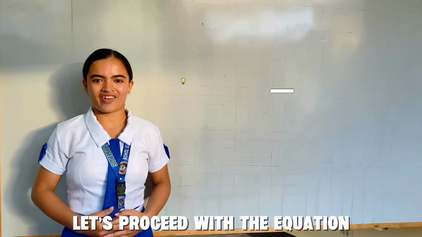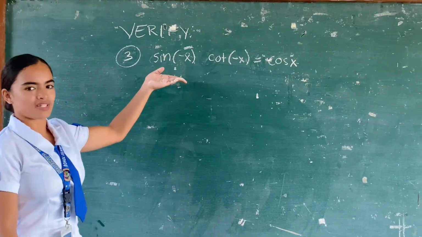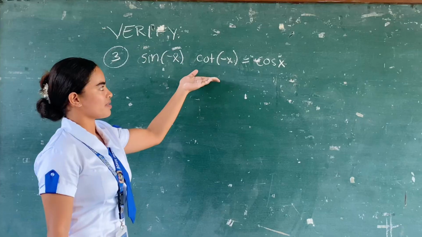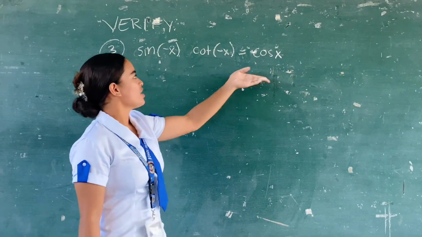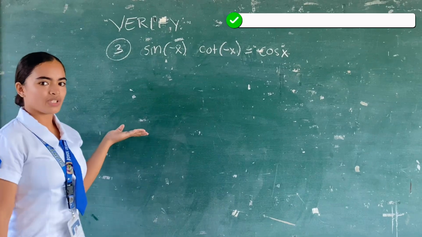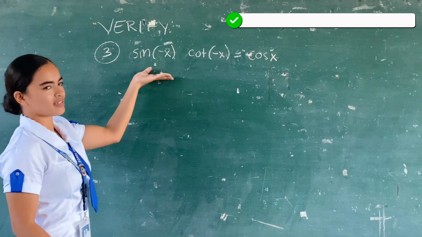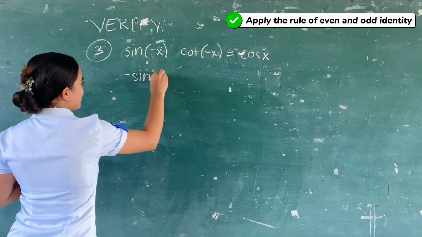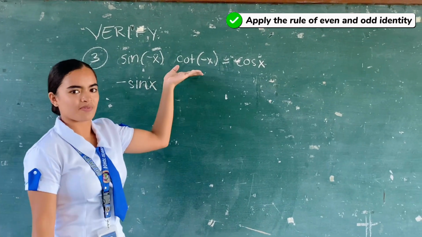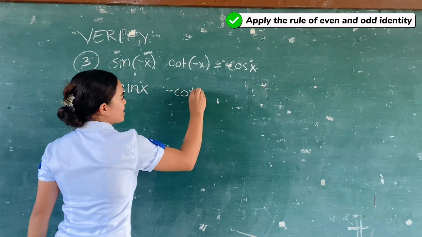Let's proceed with equation number 3, which is sine of negative x times cotangent of negative x is equal to cosine x. So we have to apply the rule of even and odd identities, which is sine of negative x is equal to negative sine x, and then cotangent of negative x is equal to negative cotangent x.